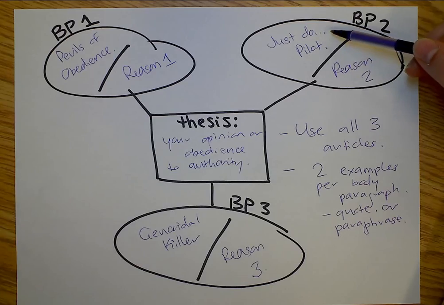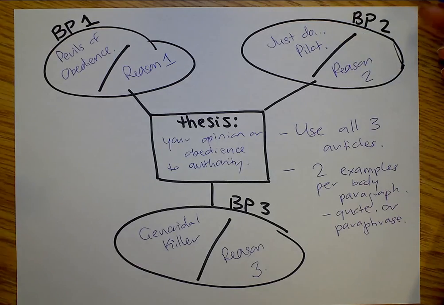a paraphrase, that you introduce it. So in the article, just do what the pilot tells you by Dalrymple, he says blah. That way you're not just putting a quote just randomly in there, because it tends to confuse the reader. You want to introduce your quote so that we're with you, we're on the same page, we understand what your point is and what you're trying to say.